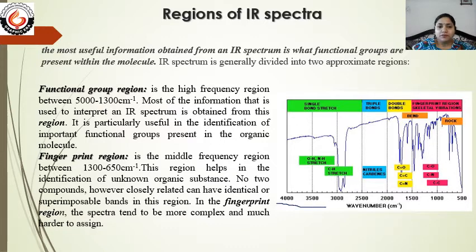Here the IR spectrum is shown. The first part is known as the functional group region and the second is known as the fingerprint region. The functional group region is very important and it is on the high frequency side, between 4000 to 1300 centimeters inverse. This green, blue and red area, these three areas show what type of functional group is present in the sample compound.